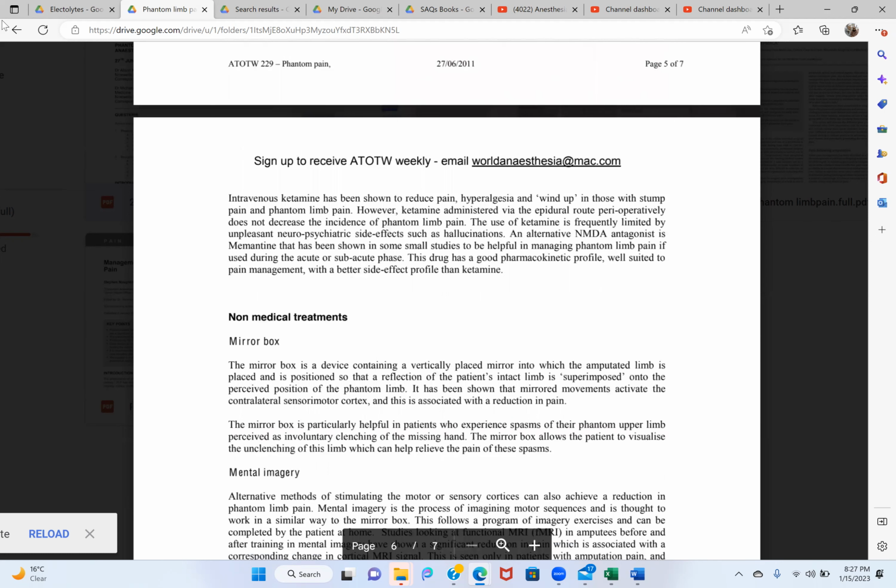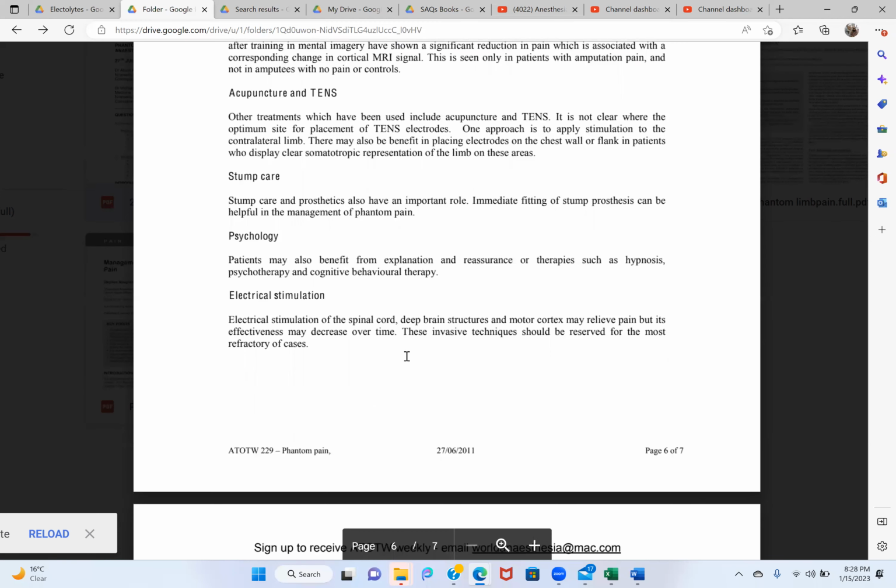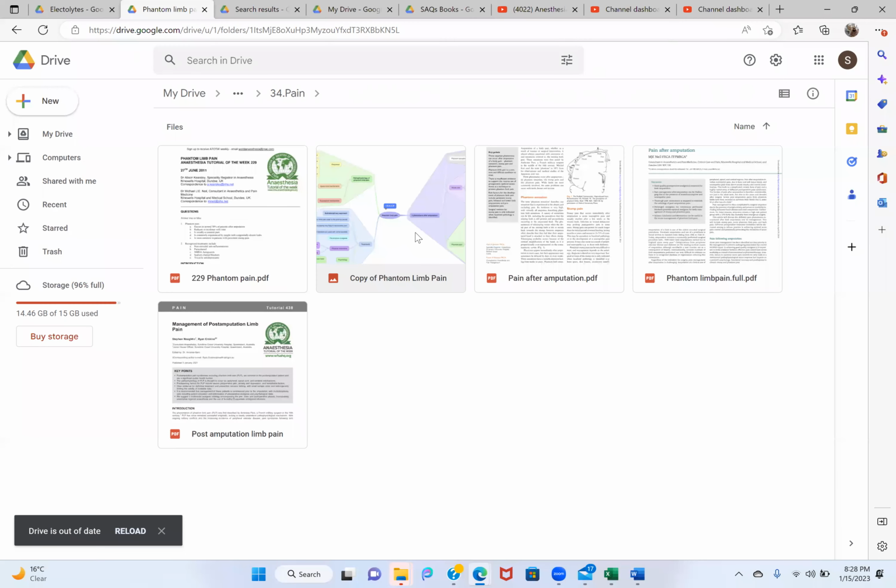Okay, so I have discussed phantom limb pain separately before as well. So that's what I just wanted to discuss. Any comments, any questions anyone wants to add on?